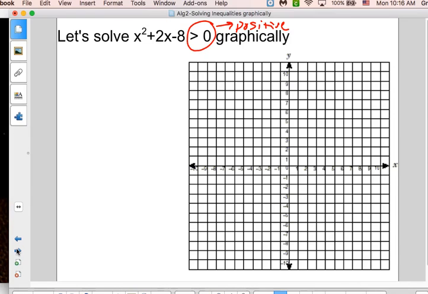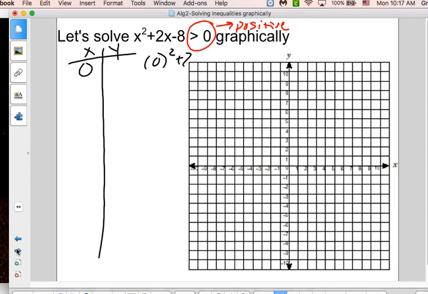If you are graphing something, first figure out what shape it's going to be. Since it's an x squared, is it going to be a straight line or a u? A u. What's the easiest number to start with? 0. Here's where your calculator can save you lots of time, because you're going to be plugging in 0 squared plus 2 times 0 minus 8. What is 0 squared? 0. 2 times 0 minus 8, -8. So there's your first point.